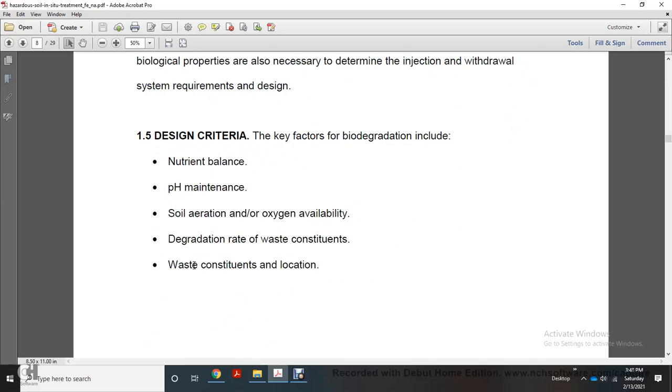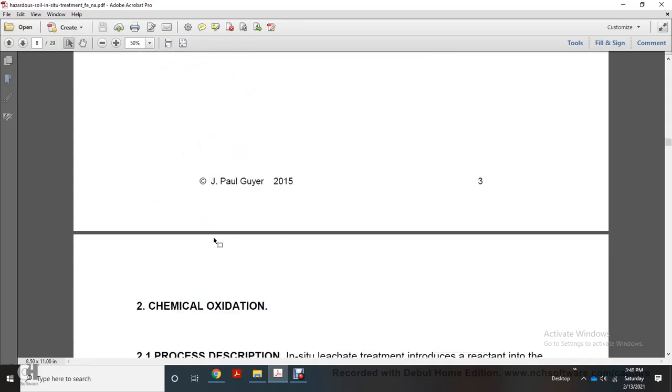Design criteria. The key factors of degradation include nutrient balance, pH maintenance, soil aeration, oxygen availability, degradation rate of waste constituents, constituent weight, and constituent location.